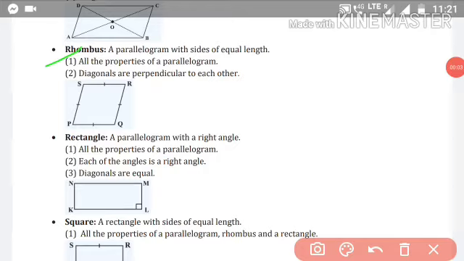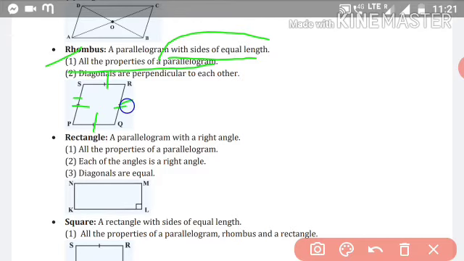Rhombus. A parallelogram with sides of equal length. This is like a parallelogram but with sides of equal length. How many sides are there? 4 sides, and these 4 sides will be equal. All the properties of a parallelogram also hold for a rhombus. That means the opposite sides are equal and the opposite angles are equal.